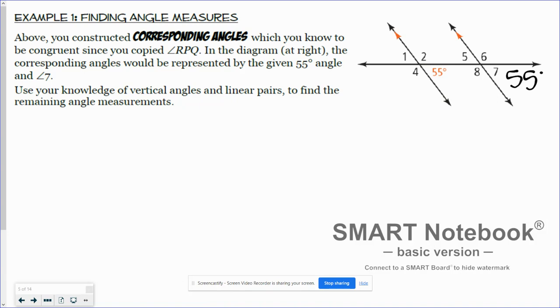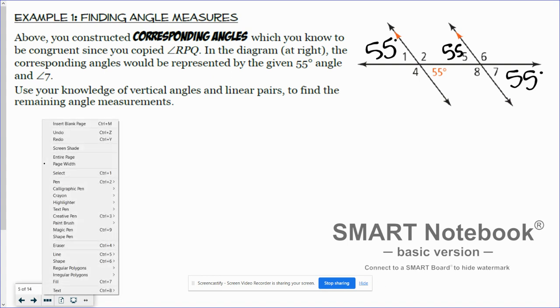So use what you know about vertical angles and linear pairs to find the measures of the remaining angles. Well, I know that angle 1 would also be 55 degrees because vertical angles are congruent. Likewise, angles 5 and 7 are vertical angles, so they're congruent. But what about angles 2, 4, 6, and 8?